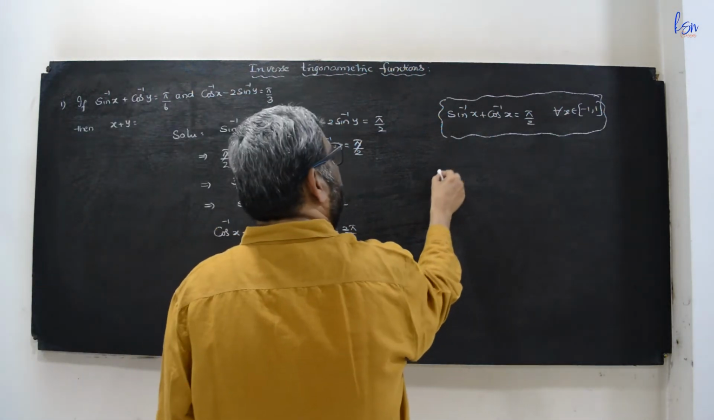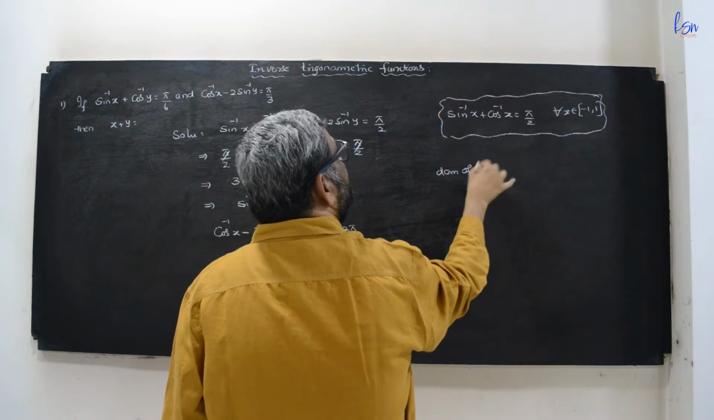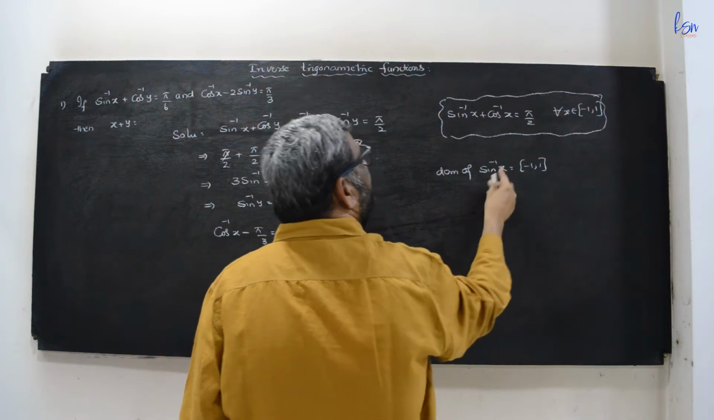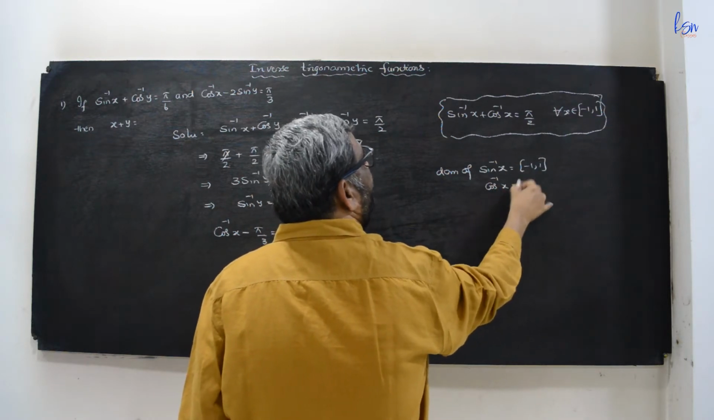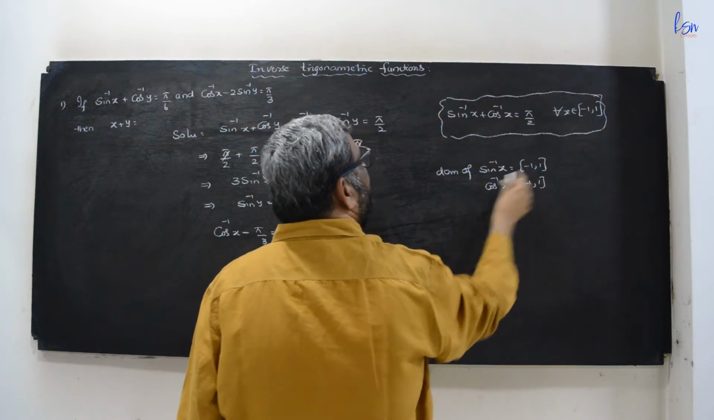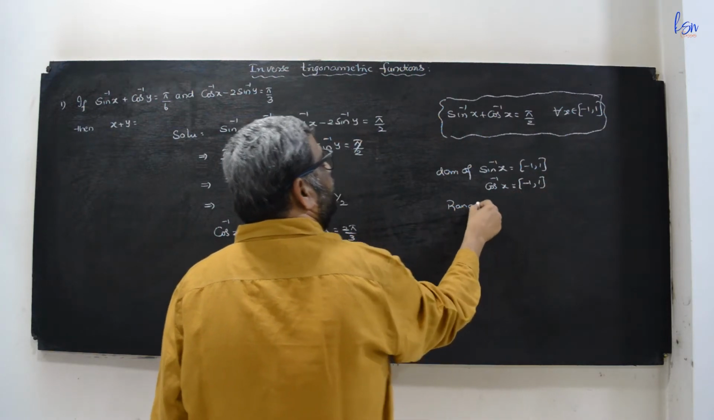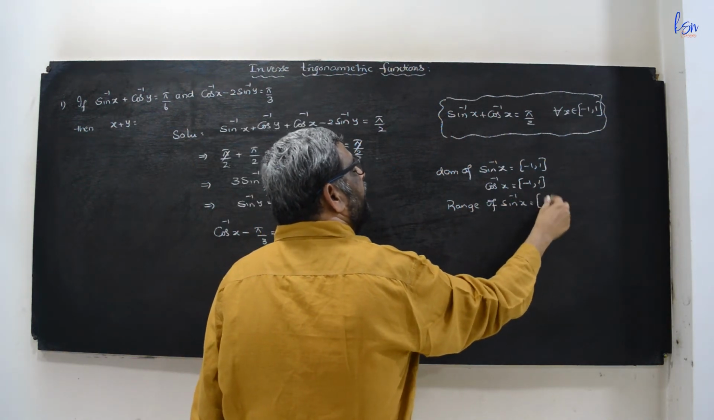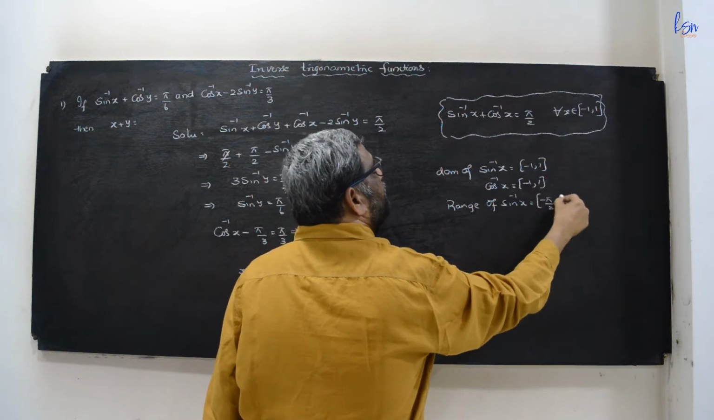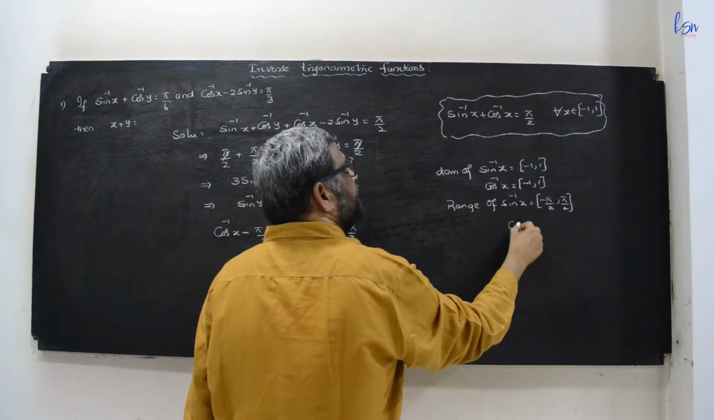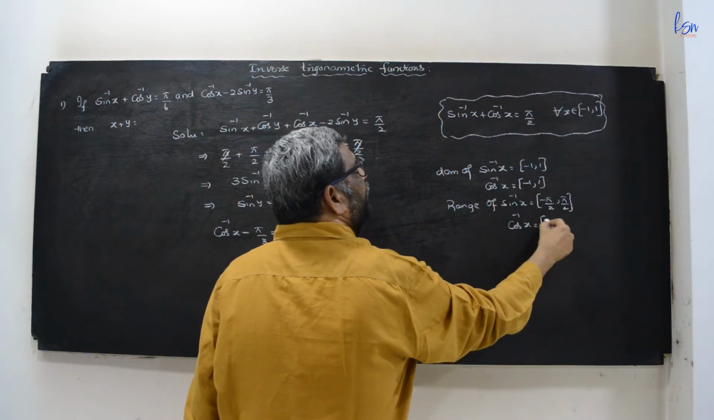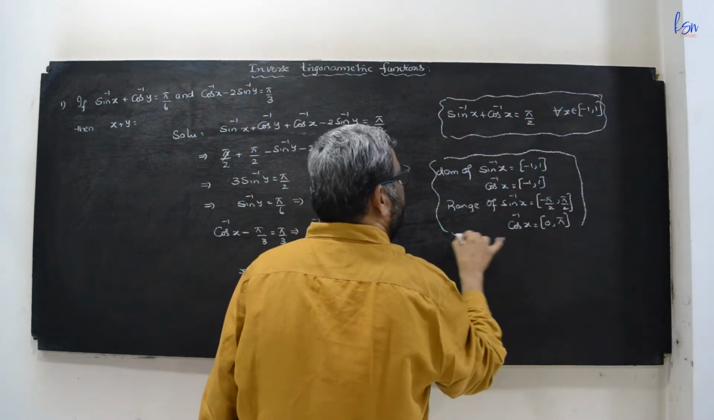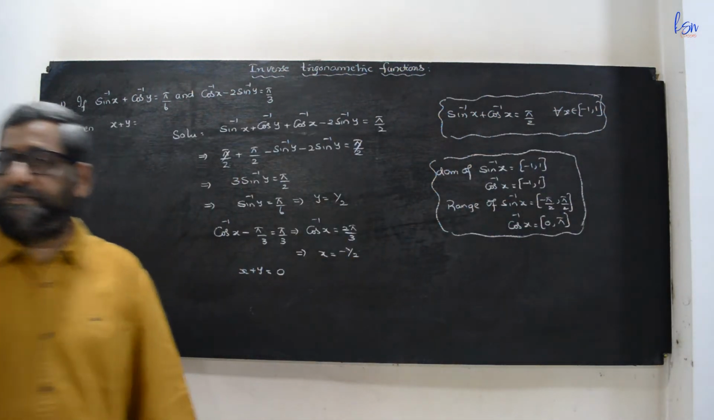Here, the domain of sin inverse x is minus 1 comma 1, and the domain of cos inverse x is minus 1 comma 1. The range of sin inverse x is minus pi by 2 comma pi by 2, and the range of cos inverse x is 0 comma pi. You can make use of this formula also in this term. So this is the answer.